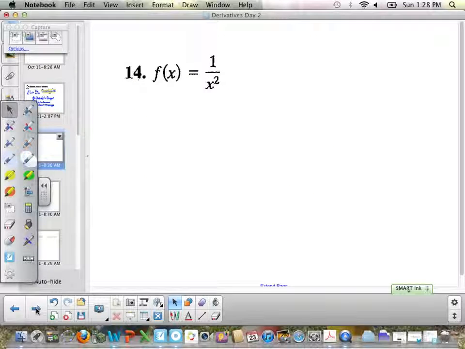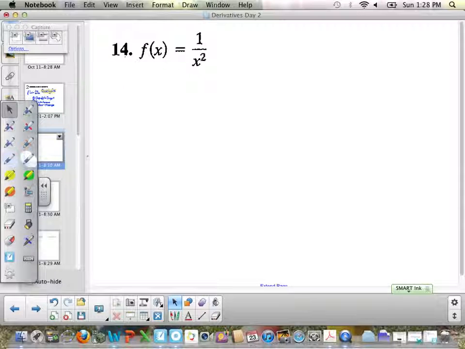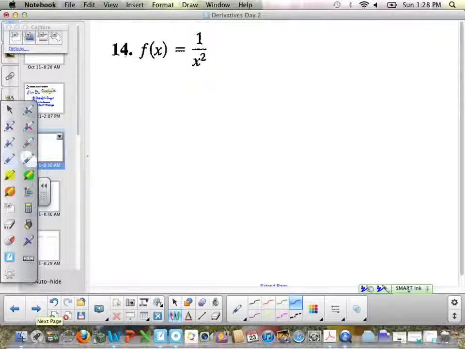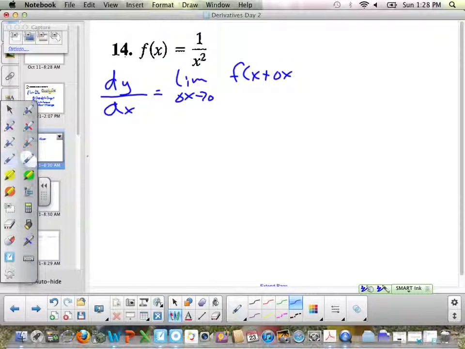Find the derivative of f of x equals 1 over x squared. Well, we will start with our definition of derivative. I'm going to go dy dx form this time. They are interchangeable. One's from Newton, one's from Leibniz. Definition of the derivative, limit as delta x approaches 0 of f of x plus delta x minus f of x all over delta x.